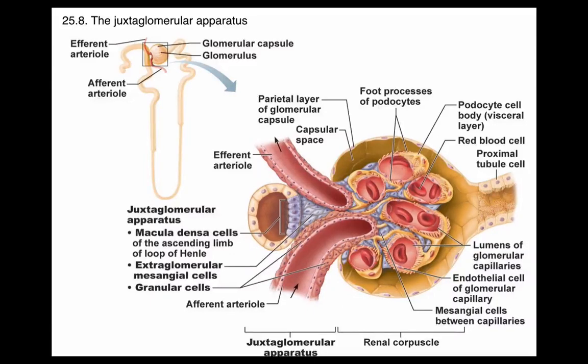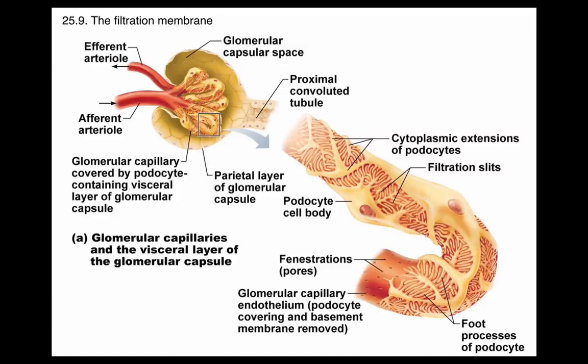But what sits right on top of the glomerulus itself is a series of cells that are called podocytes. Now, these podocytes are little branching epithelial cells where these extensions end in structures called foot processes that cling to the basement membrane. And then the filtration slits between those foot processes allow the filtrate to pass into the capsular space.